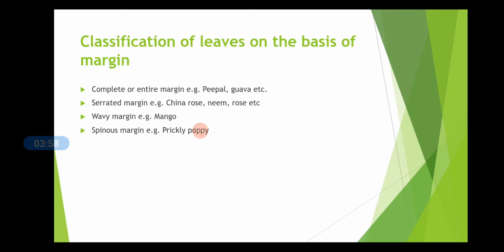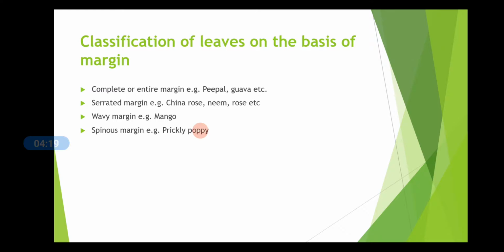Next we have serrated margin. See the leaf of the China rose or a leaflet of neem or a leaflet of rose. You will find that these leaflets have serrated margin or tooth-like structures are present on the margin. So these type of leaves have serrated margin.